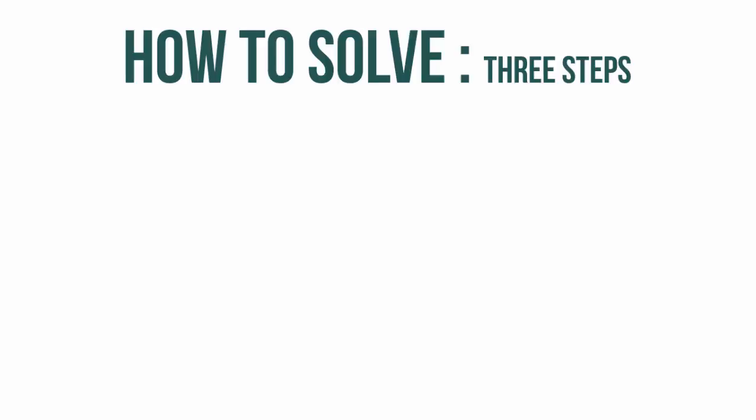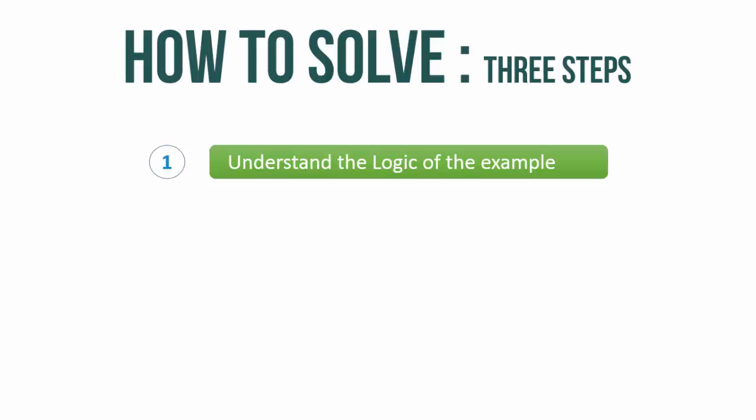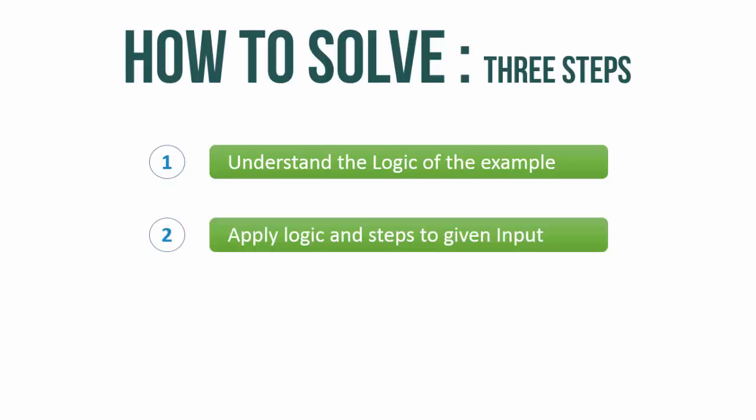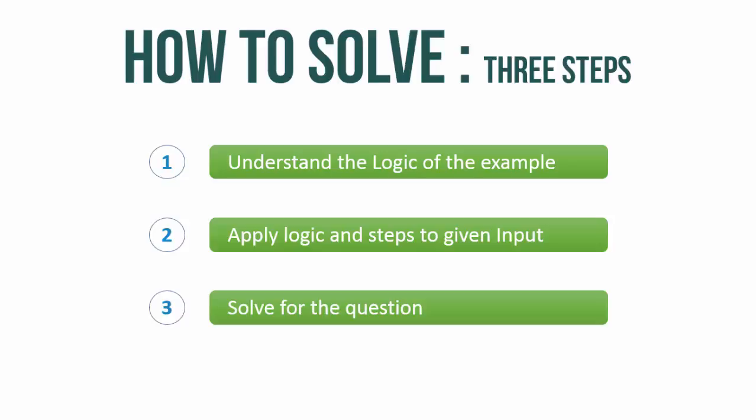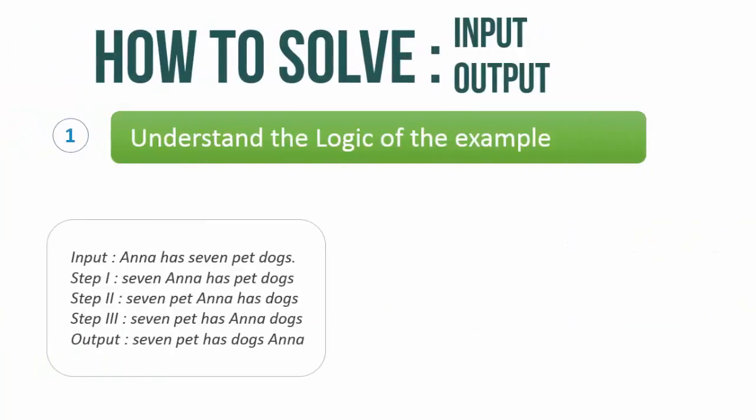Let's look at how to solve an input and output question. Step 1 is to understand the logic of the example. Once you figure out what the logic is, step 2 is to apply this logic and steps to whatever input is given in the question. And step 3 is to solve for the question using the steps that you have just derived. Let's understand this with the help of an example.